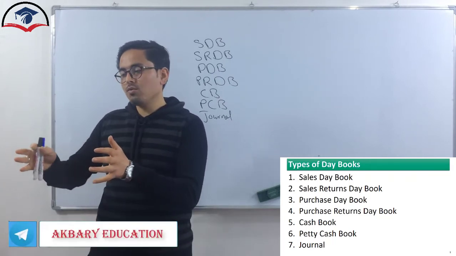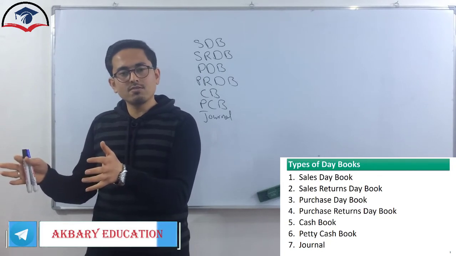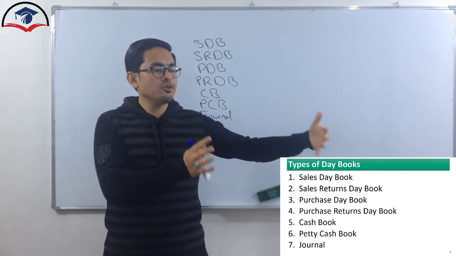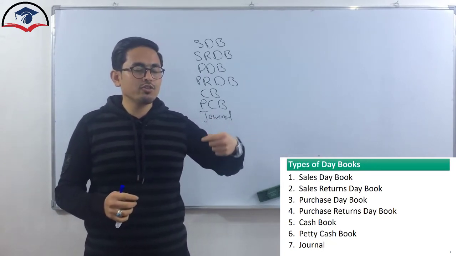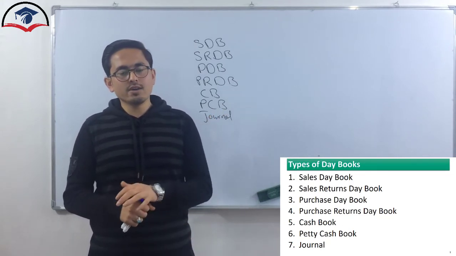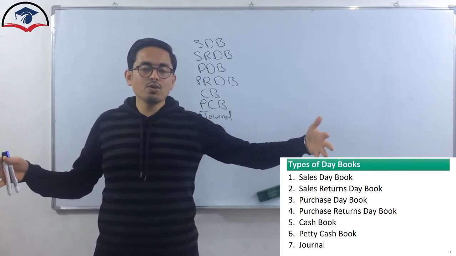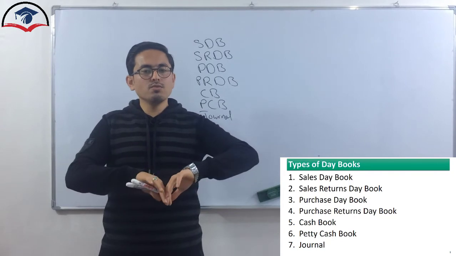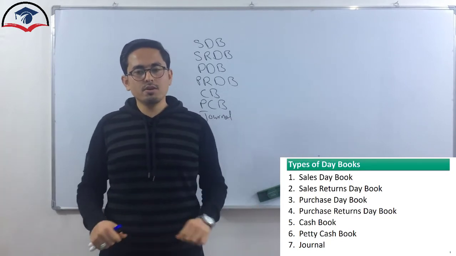Cash receipt book for all the cash the business receives in their bank account, and cash payments book for all the cash they are paying from their bank account. That's why it's possible to have them in one book. It's also possible to separate that into two separate books.